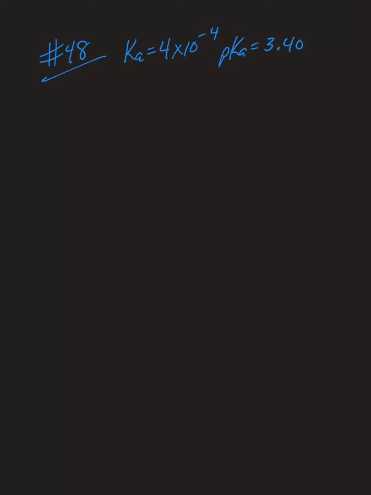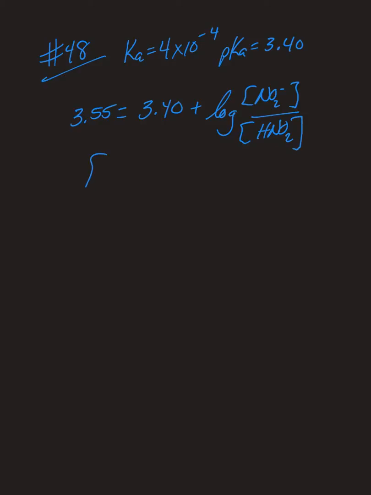Okay, here's your solution to number 48. What we're looking for is a solution with a pH of 3.55 coming from nitrous acid, which has a pKa of 3.40, plus we have a ratio in that log of NO2 minus over HNO2. There are a couple things about this problem which are kind of nice, but first we have to solve this so that we can get this ratio of NO2 minus to HNO2.